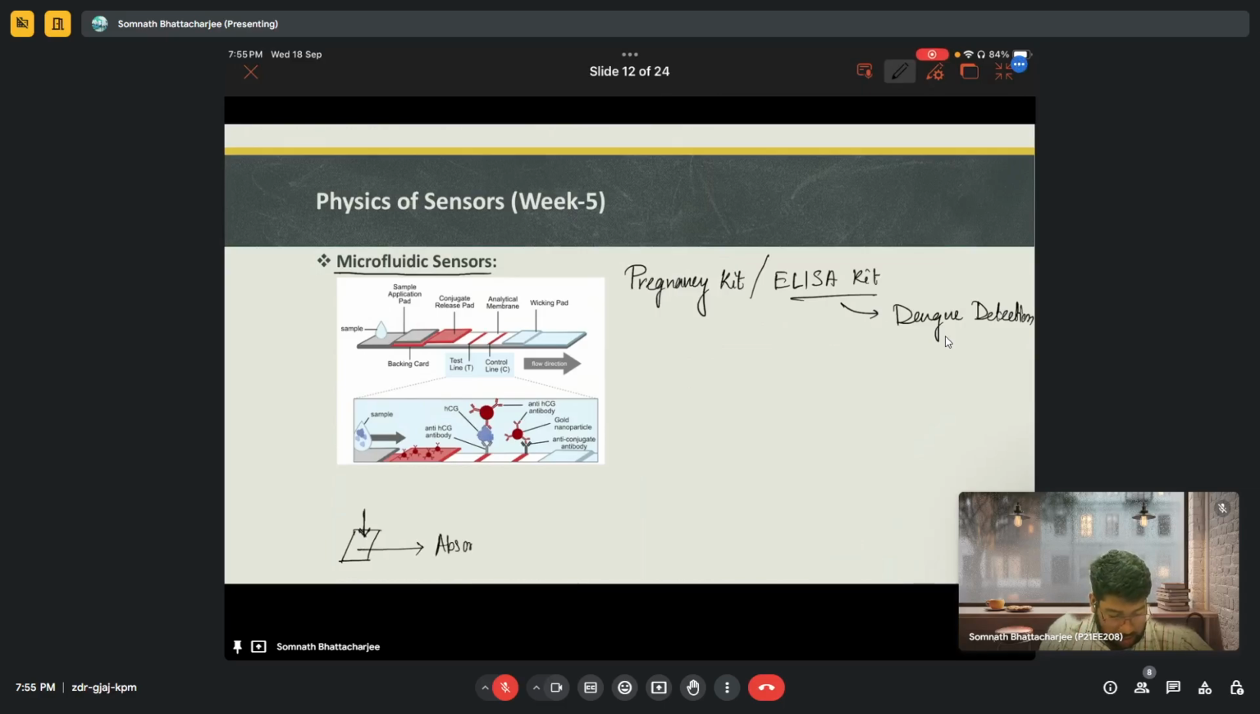There's an absorption pad after that, which will absorb this. There's a conjugate release pad which will release several conjugates that may be antibodies and those things. So there are two separate lines, right? The first one is known as the test line. What a test line does is that it detects the presence of a certain ingredient inside your sample.